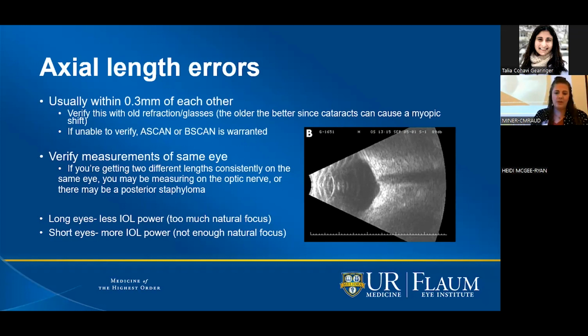Then just keep in mind, when you're looking at these calculations when they come out, a long eye or myopic eye has too much natural focus. You need a lower IOL power to correct them to emmetropia, if that's what they're targeting. A short eye, a hyperopic eye, doesn't have enough natural focus, so you need a higher IOL power for that. An average axial length is probably 23 to 24 millimeters. If you have a patient who has a 29 millimeter axial length and it's telling you to put a 20 diopter lens in, that doesn't really make sense. So try to look back and see if there was an error somewhere to figure out why that calculation was wrong.